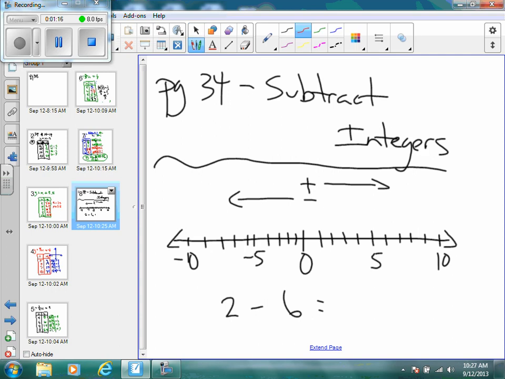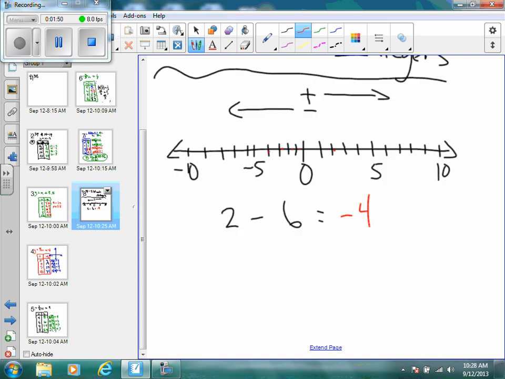Our starting point is at a positive 2. I know I'm subtracting 6. I go to the left, 6 places from my 2. 1, 2, 3, 4, 5, 6. And it puts me at negative 4. Okay? And if you think about it, if it was 2 minus 2, it'd bring it back to 0, would it not? Well, 6 is 4 more than 2, so that puts you another 4 places in the negative, gives you negative 4.